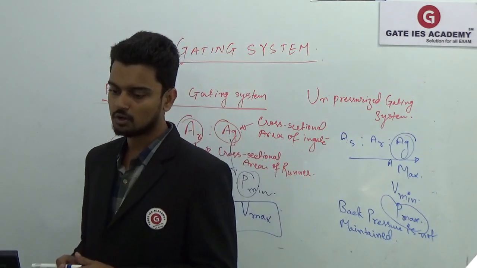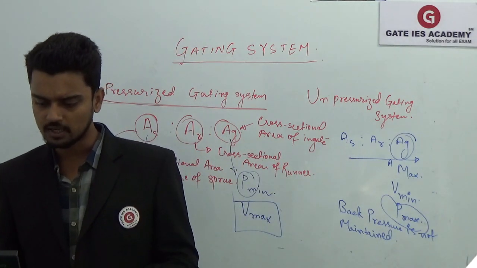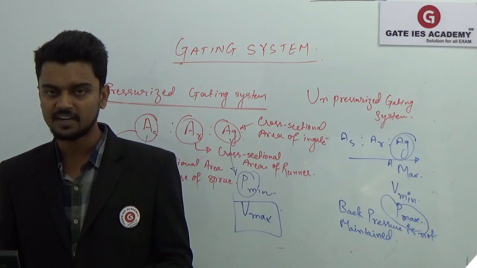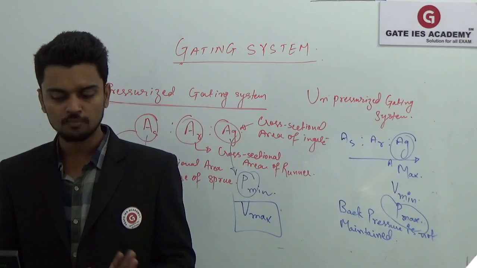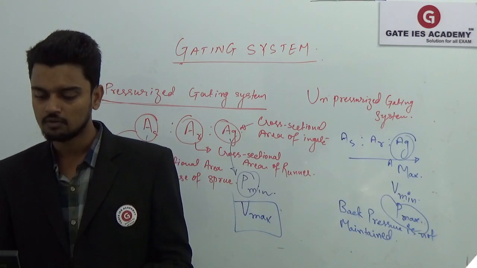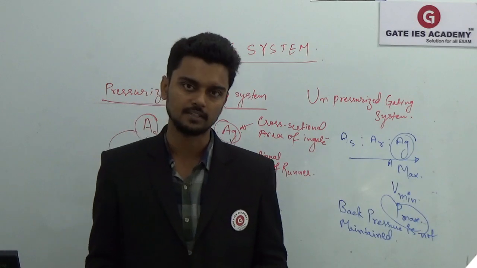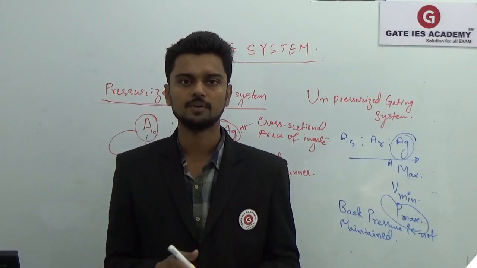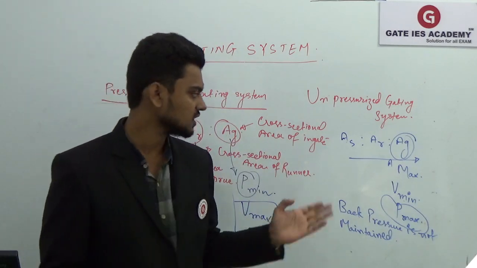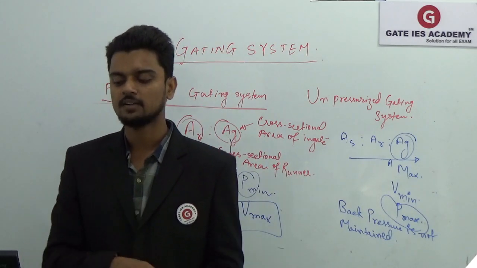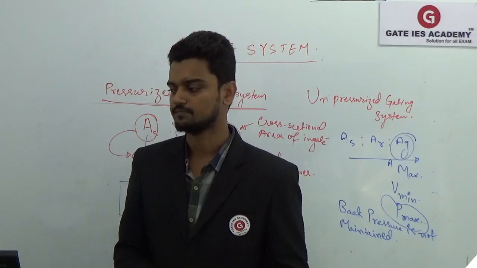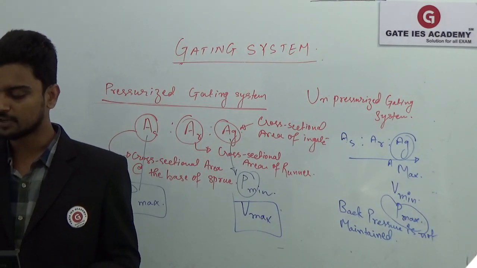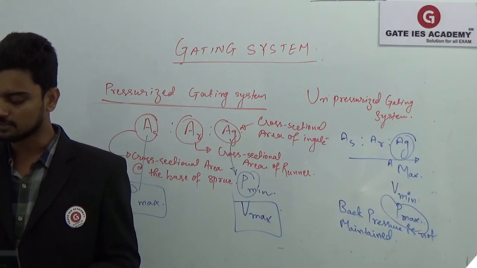Okay, so the point written here is that the total cross-sectional area increases towards the mold cavity. Back pressure is not maintained, as I said, and not maintained means aspiration effect. Flow of liquid is different from all the gates. There is no back pressure, so the flow of molten metal through all the gates will not be uniform. And since velocity is minimum, there is less turbulence and less chance of mold erosion. Okay, so these are the important points about the pressurized and unpressurized gating system.